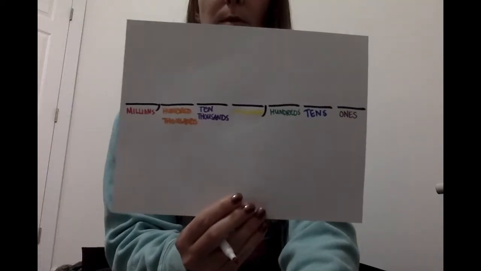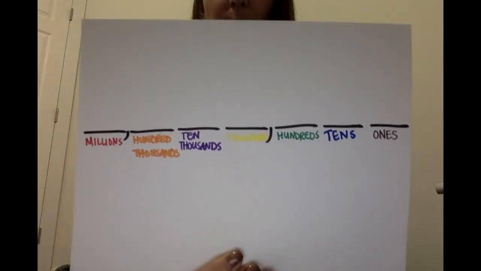And then last but not least, we have the millions place. And you guys will need to know all the way up to the millions just for your whole number place value. So here's what our place value chart looks like. Now I'm going to go back in and I'm going to add numbers in so we are able to tell what the value of each of those numbers are.